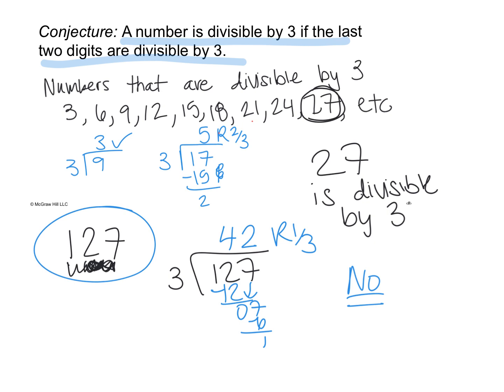And you could even type that into your calculator. I did that by hand, but if you do 127 divided by 3, notice you're going to get 42.333333. The fact that we have a decimal point would say that it's not divisible by 3. Okay, so that's an example of what we call a counterexample.